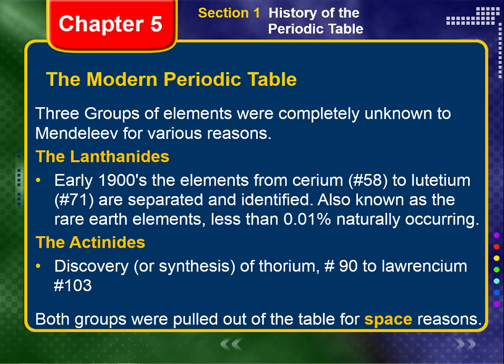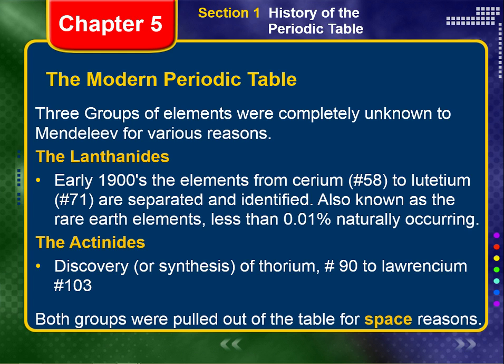So let's start talking about our modern periodic table. By the way, Mendeleev, again, did not have access to all of the elements that we now know exist. One of the reasons is he simply didn't have the devices to do it. That technology did not exist. Again, there are three types of elements that he was completely unaware of.